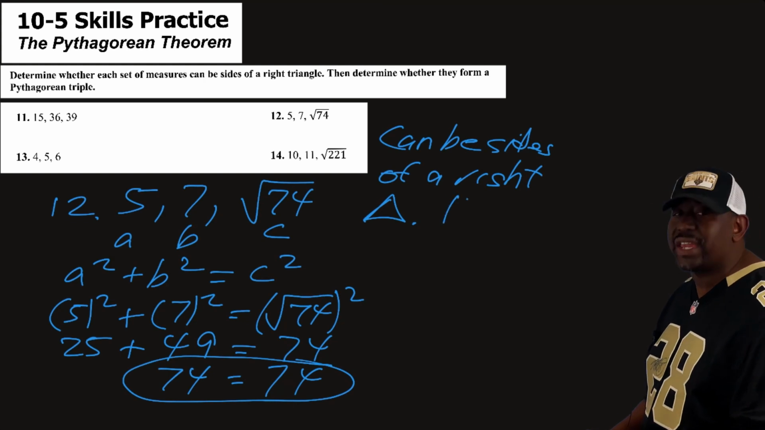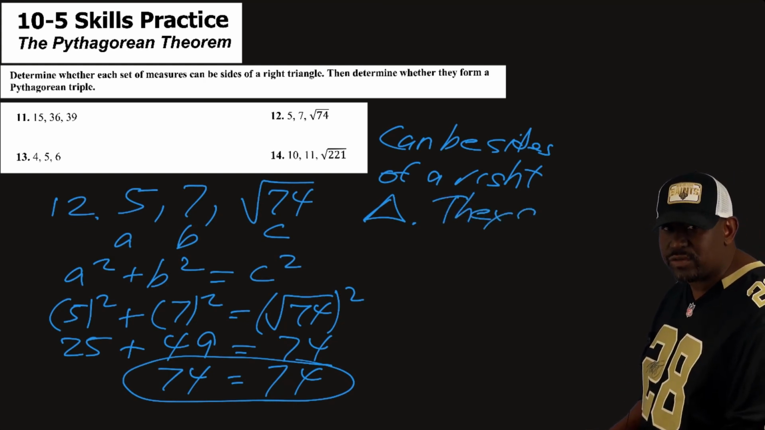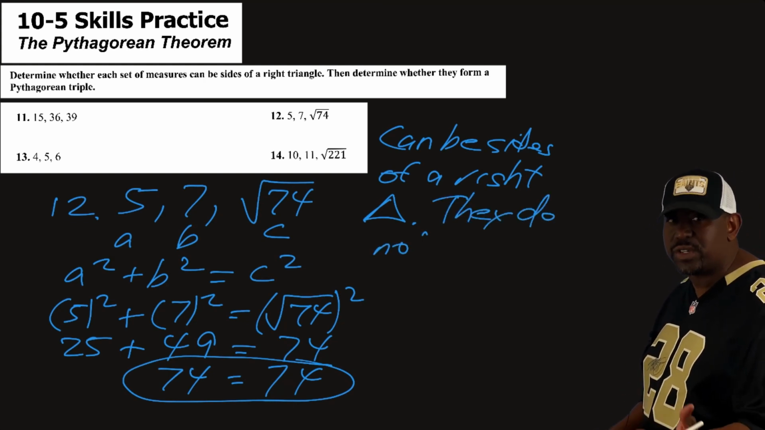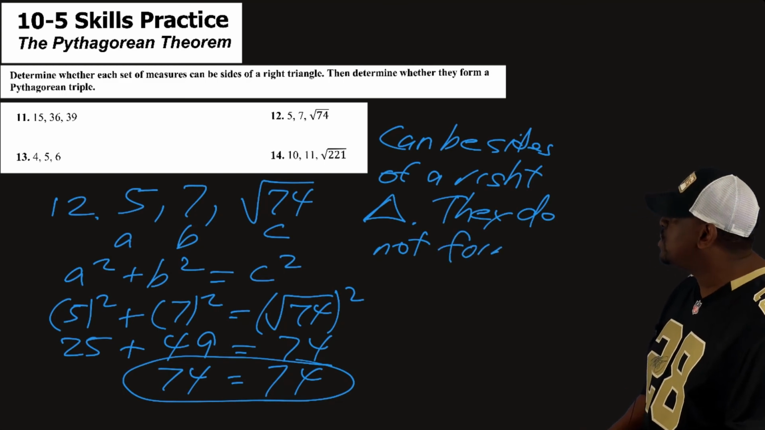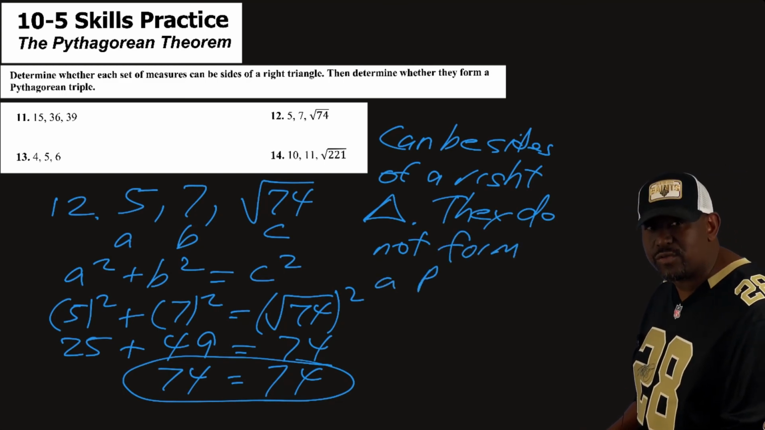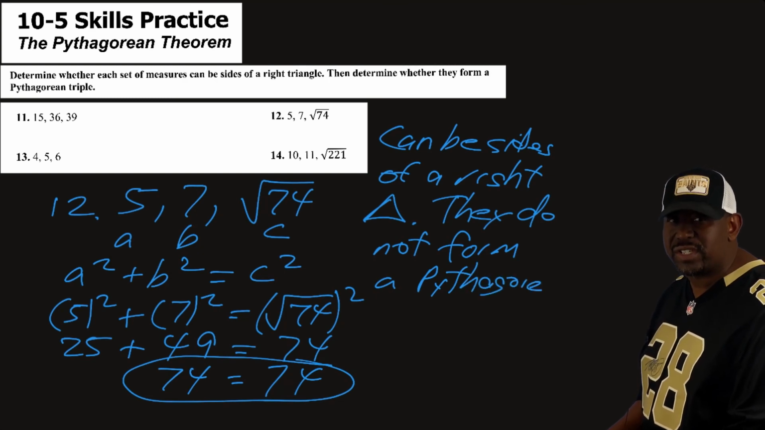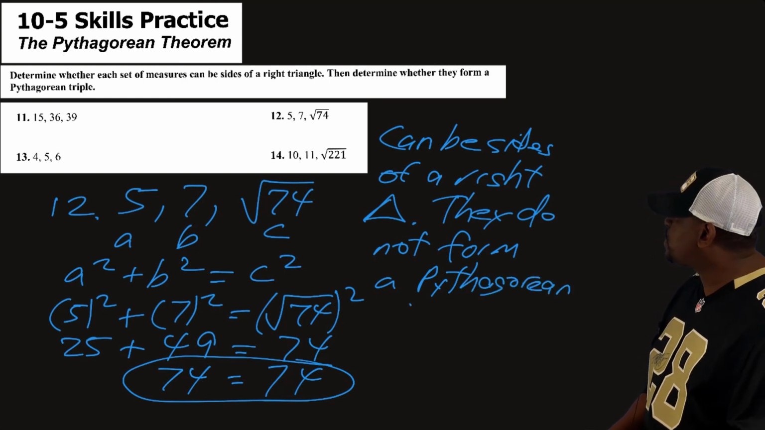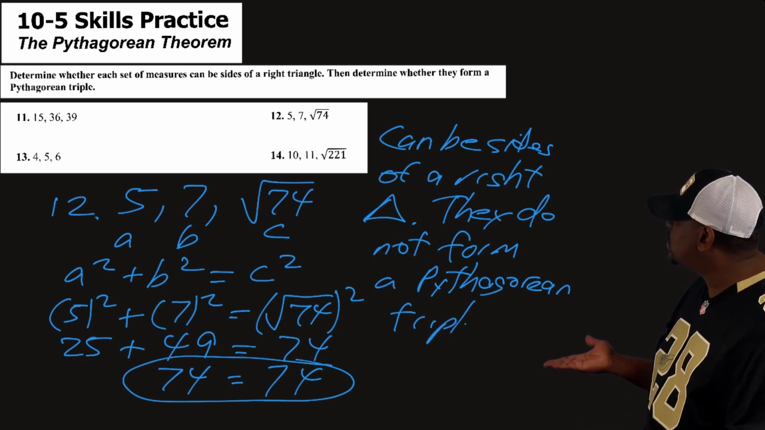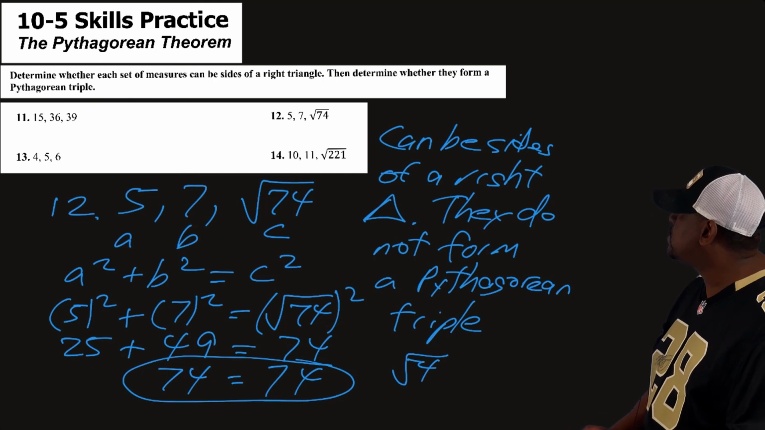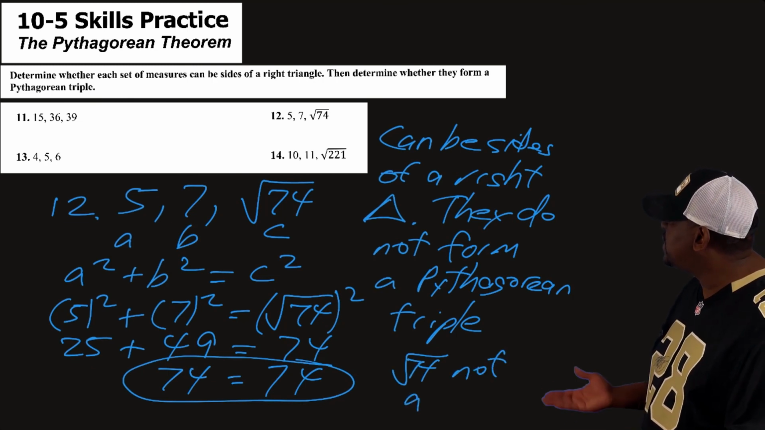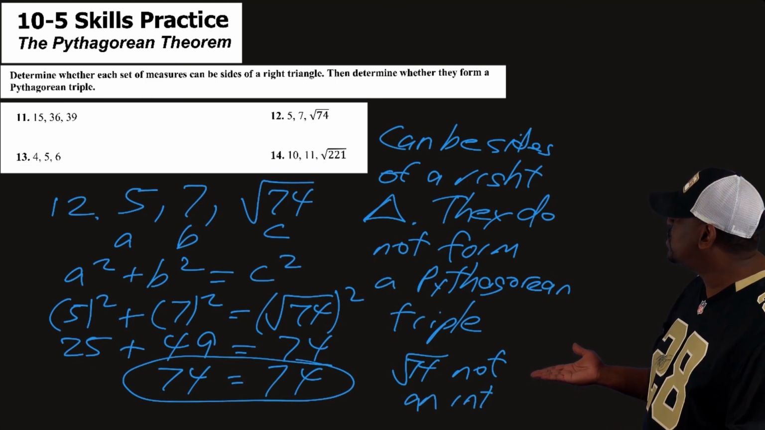So we answer it can be the sides of a right triangle. That's true because A squared plus B squared is equal to C squared. But they do not form a Pythagorean triple because of the square root of 74 being one of the three sides. So that is basically what the NOLA MATHMAN is writing here. And yeah, there we go. Not an integer. There we go.